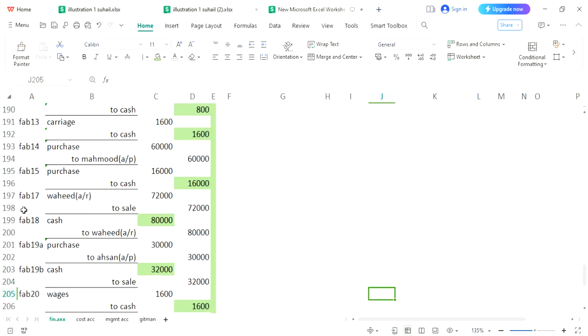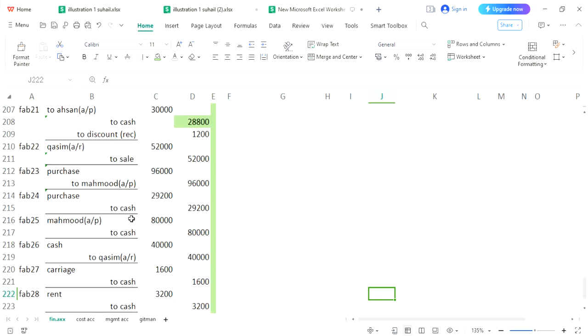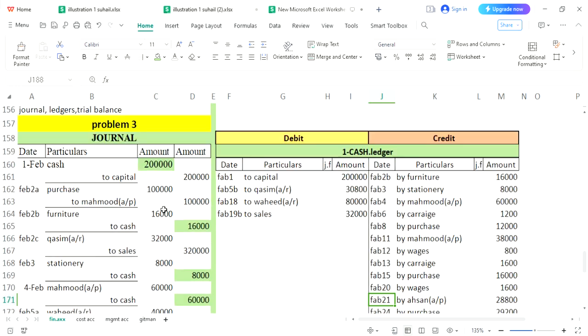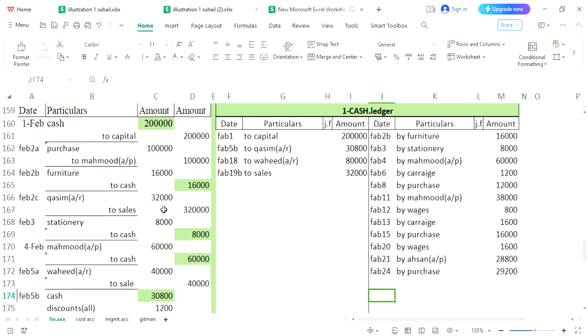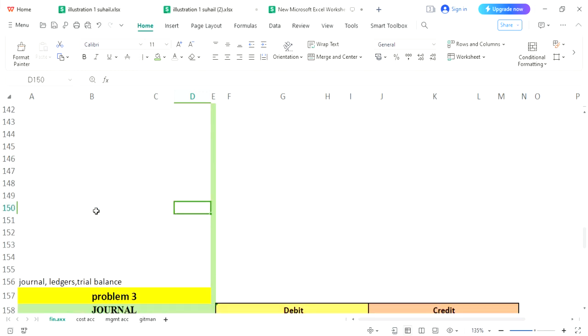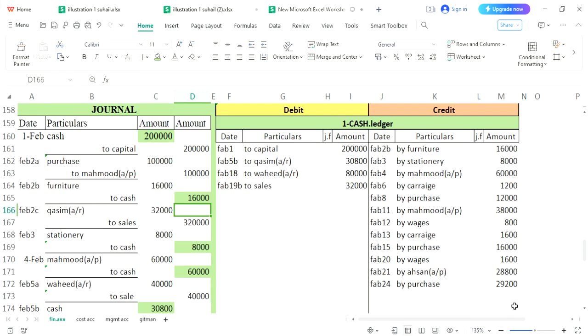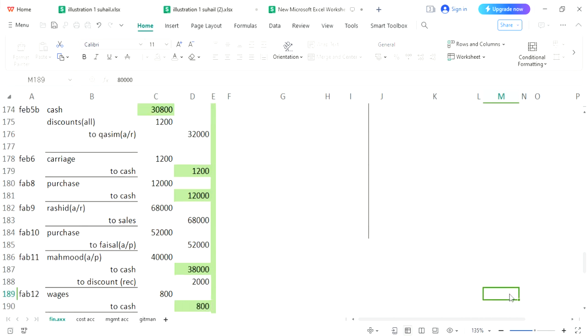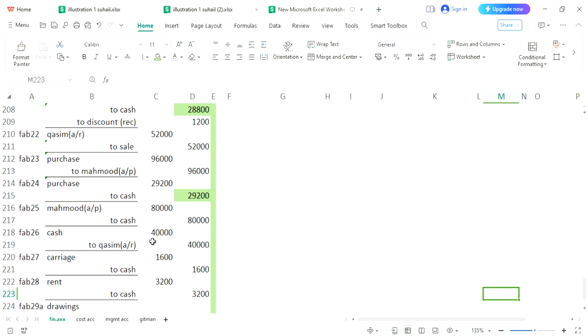After February 24, we will see if cash is present. Yes, February 24 cash is present, 29,200. Have we posted? Yes, we have posted the February 24th entry, and we are going to mark it as it has been done. After 24, cash again is present on the credit side, 80,000. So we will be putting 80,000 on the credit side. See what the reference is for this 80,000.